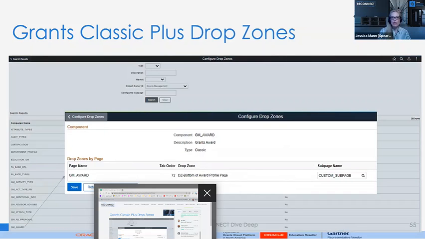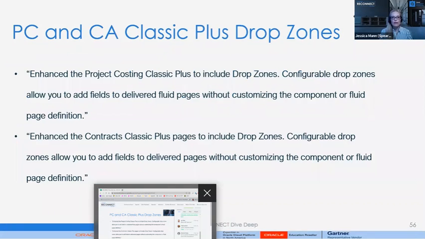So I see here for my component GM award, this is the type of classic, and you can see the drop zone is at the bottom of the award profile page where you can link in your new custom subpage to add in additional fields. Similarly, in project costing and contracts, in image 37 and 38, they also expanded drop zones into classic plus pages as well.